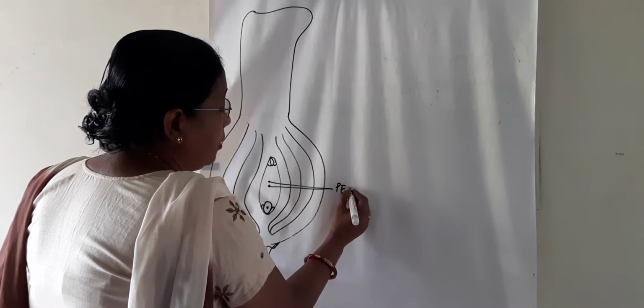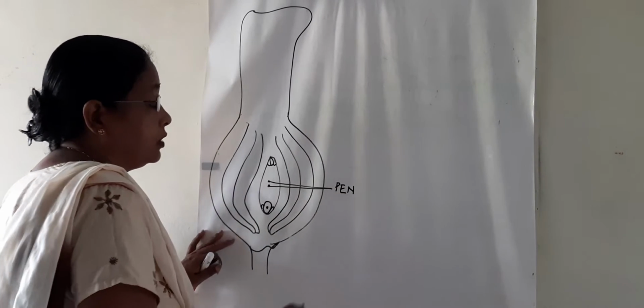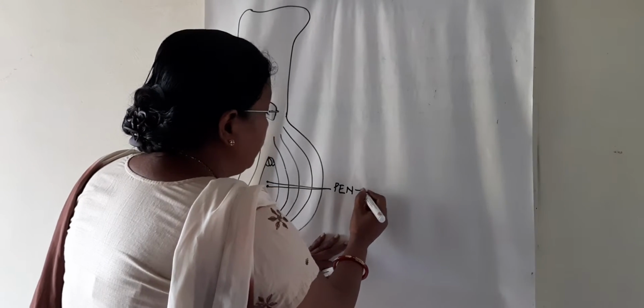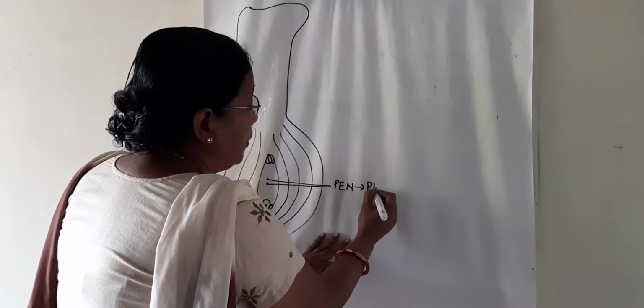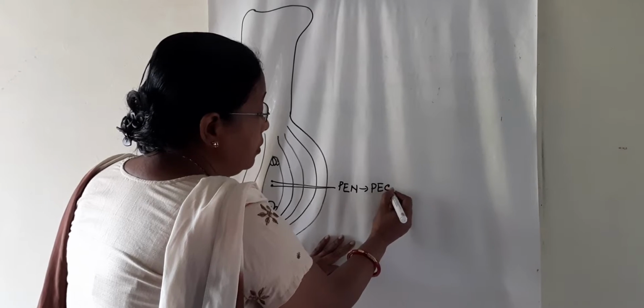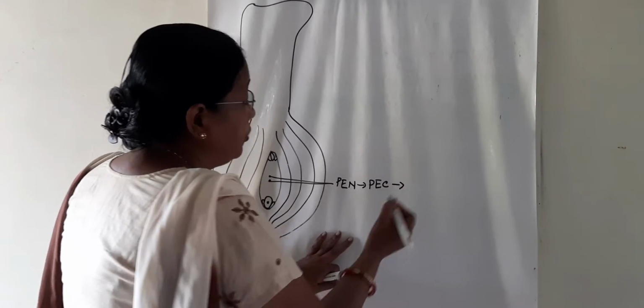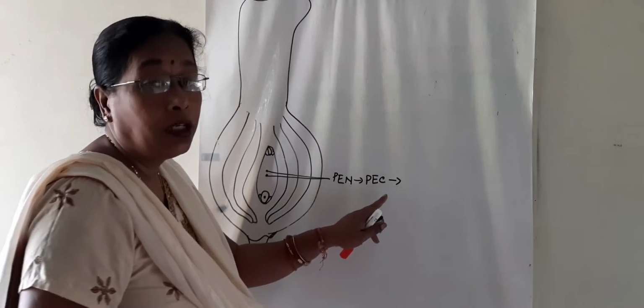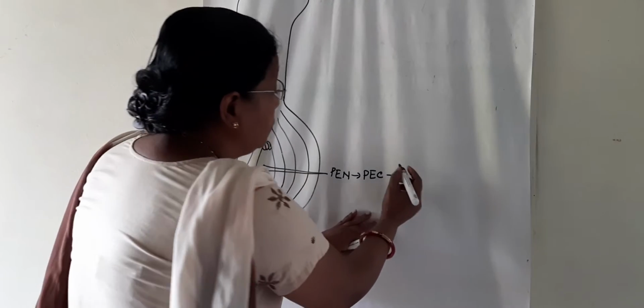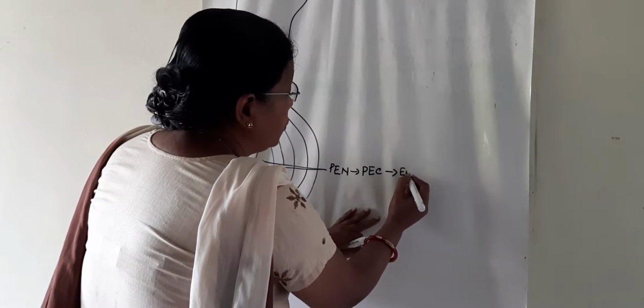PEN, that is primary endosperm nucleus, which gave rise to the primary endosperm cell, and after further division, the primary endospermic cell gave rise to endosperm.